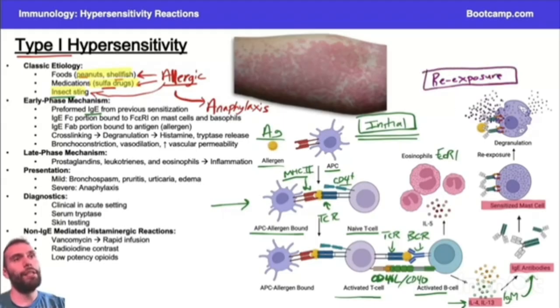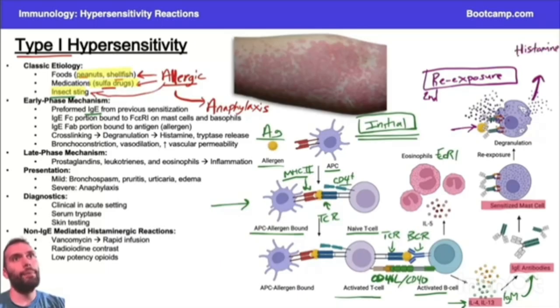So now I'm being re-exposed to this antigen, right? This is a second time, or maybe a third time or fourth time, but you can see now these mast cells are already prepared. They already have the IgE antibodies that we formed from class switching on their surface, causing degranulation. And what are we degranulating here? This is going to be primarily histamine, okay? That's going to be the big one to remember.